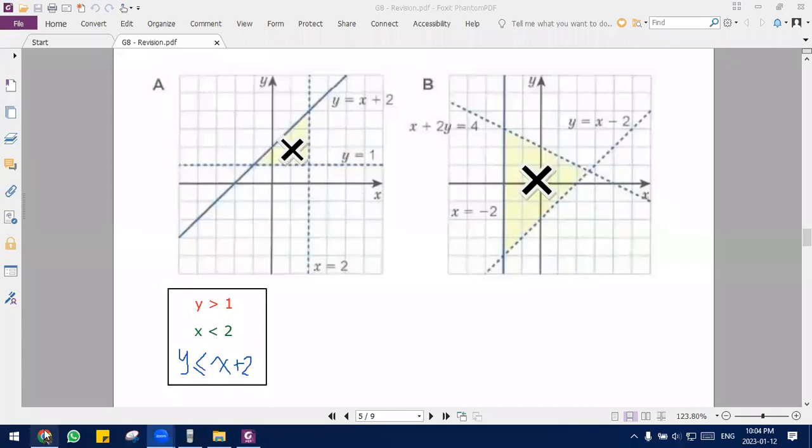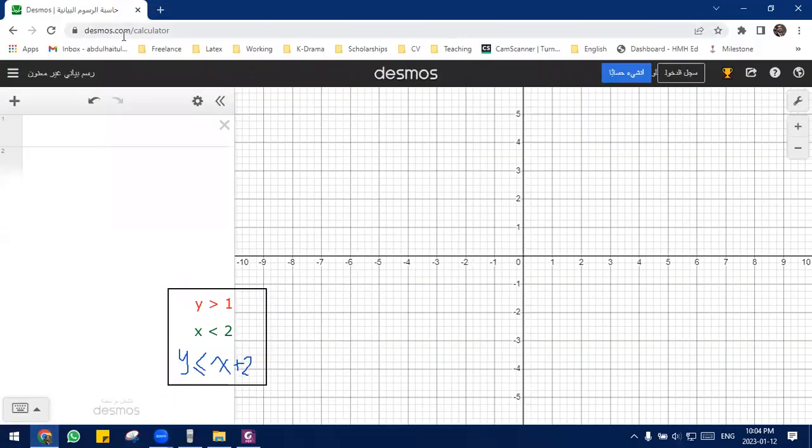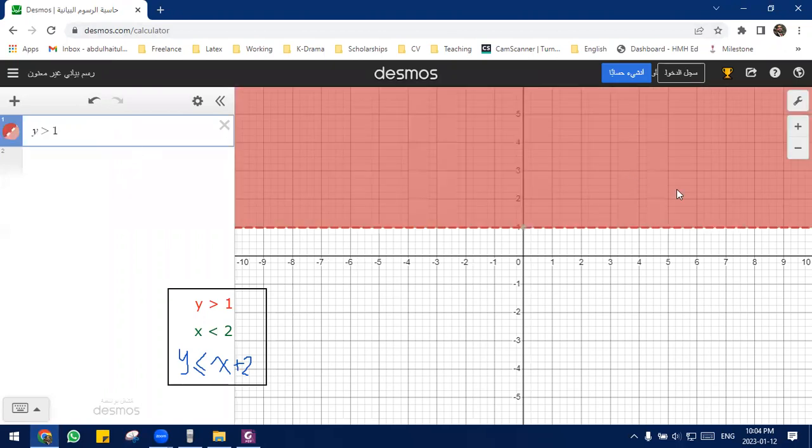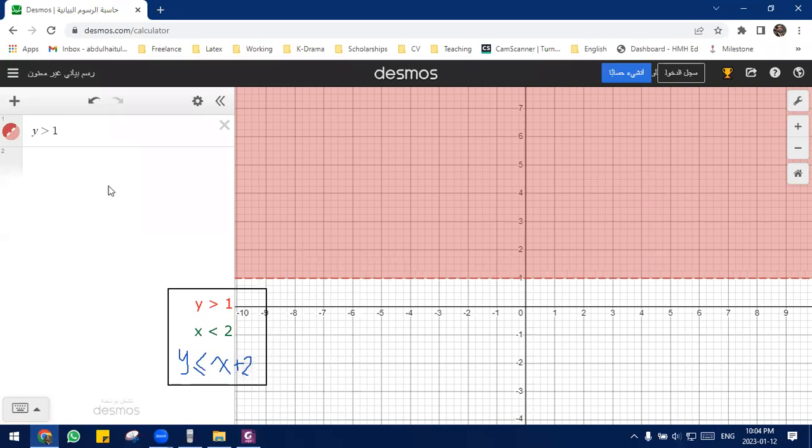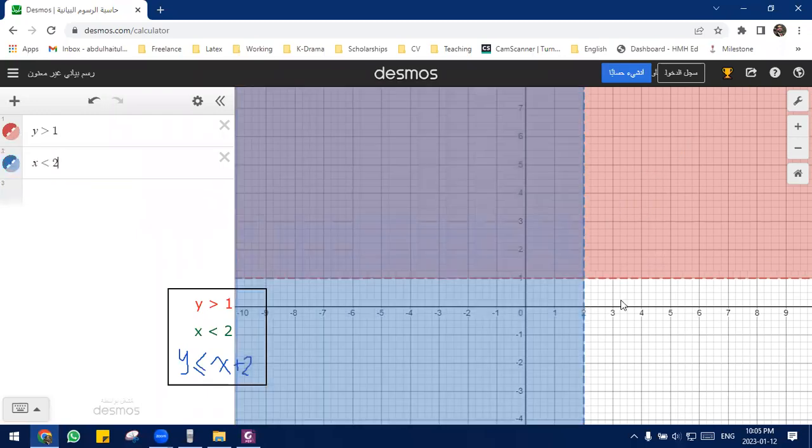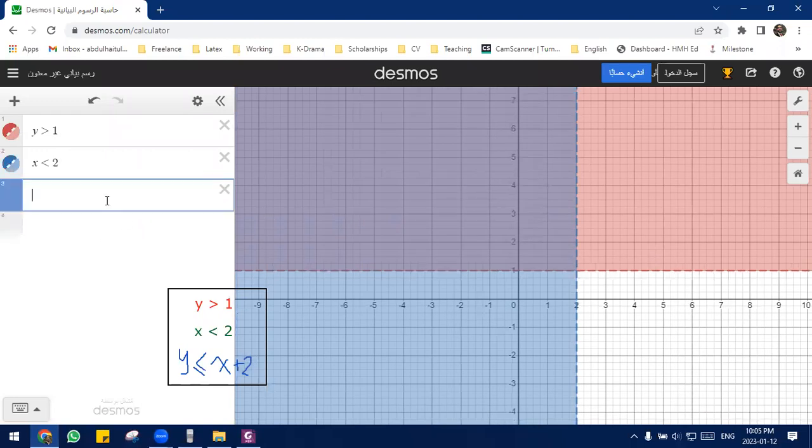Now let me leave these equations and go to Desmos. This is the graphing calculator. So let me write the equations here. We have y greater than 1. It's that equation up. And then here, x less than 2. It's that equation on the left. And then the last one, y less than or equal to x plus 2.